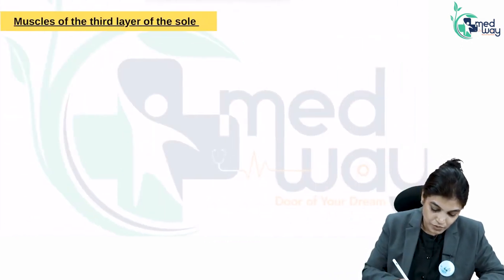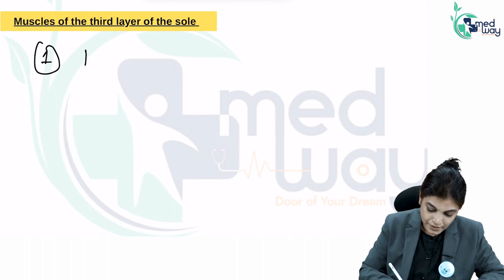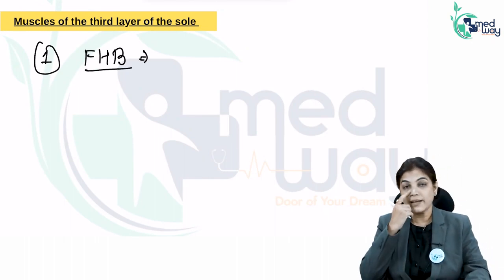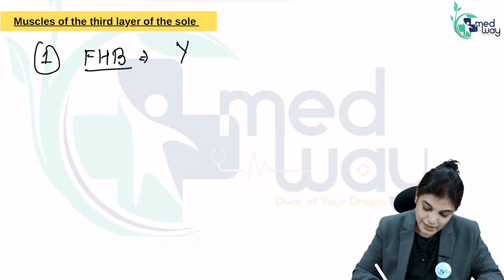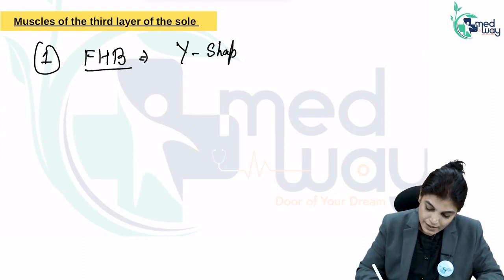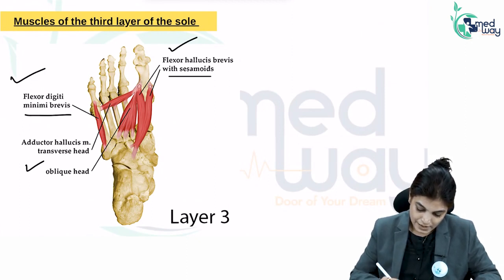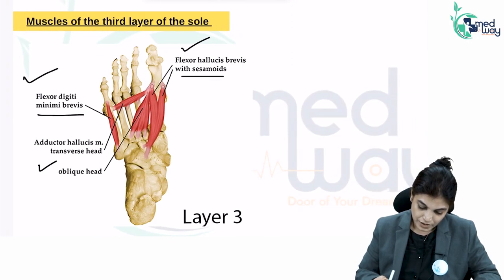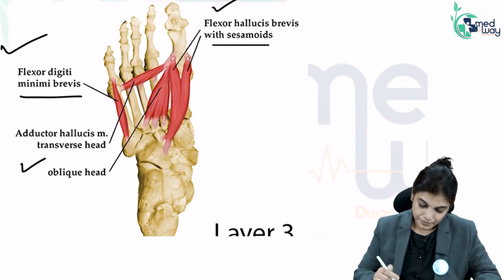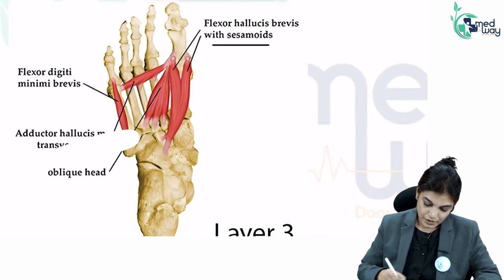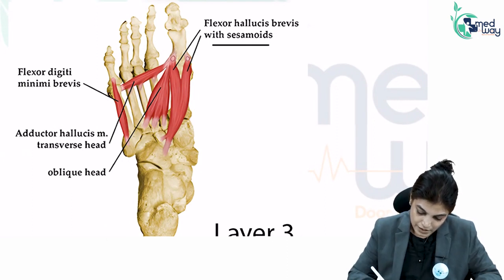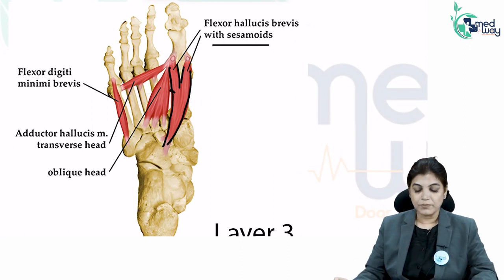each of them. So let's talk about the first muscle of this category, that is FHB. What is this? Flexor hallucis brevis muscle. Actually it is a Y-shaped muscle, flexor hallucis brevis. You can also see here in this diagram, if I just enlarge this. You can see this is a Y-shaped muscle.